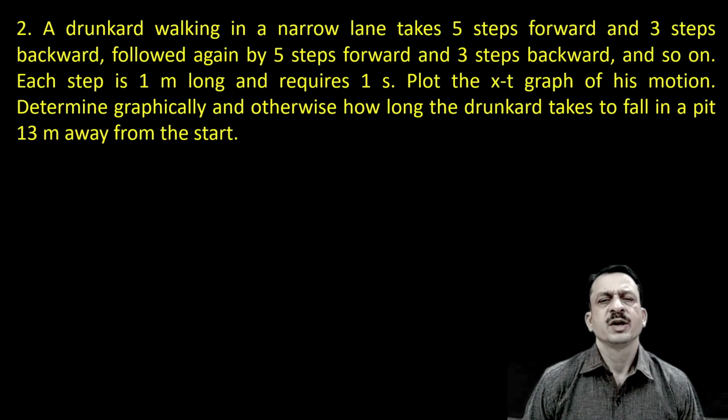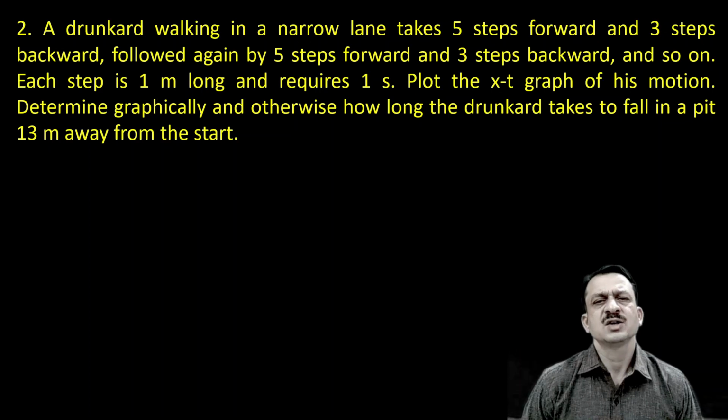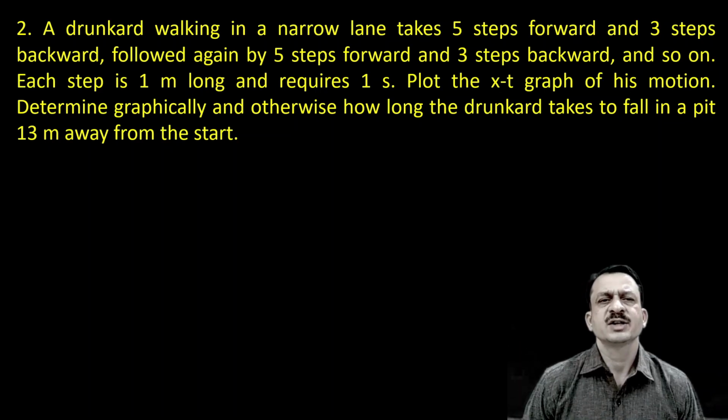Now the second problem. A drunkard walks in a narrow lane, takes 5 steps forward and 3 steps backward, followed by 5 steps forward and 3 steps backward, and so on. Each step is 1 meter long and requires 1 second. Plot the x-t graph of his motion.